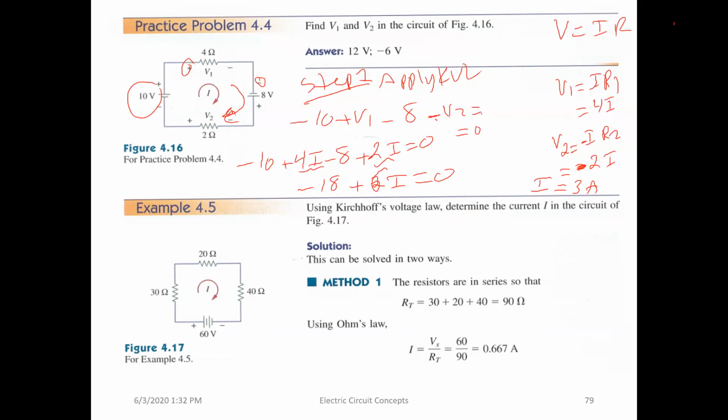Okay, now after we determine I, we'll be able to find V1. So V1 will be I times 4, which is 4I. So 4 times 3, so it will be 12 volts. And V2, which is here, V2 is minus 2 times I, and I is 3, so minus 2 times 3 is minus 6. So V2 is equal to minus 6 volts, and this will be the same as the book answer.